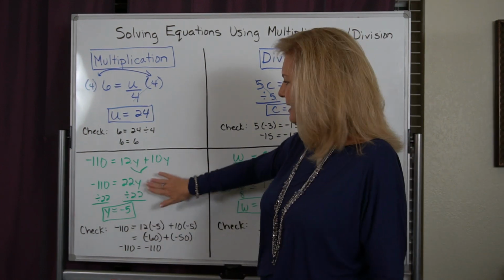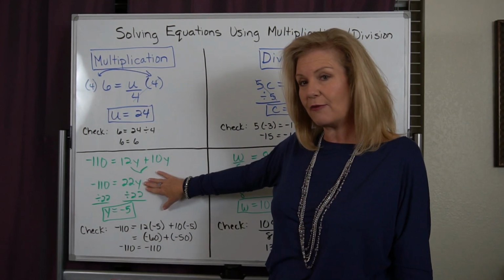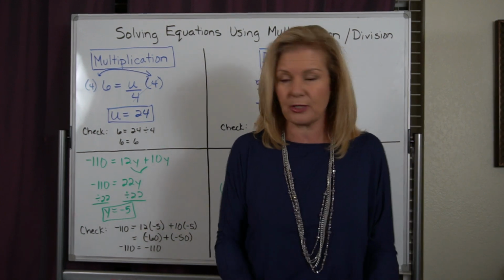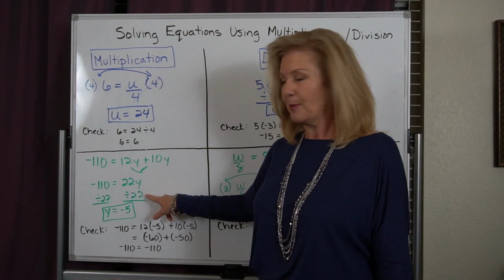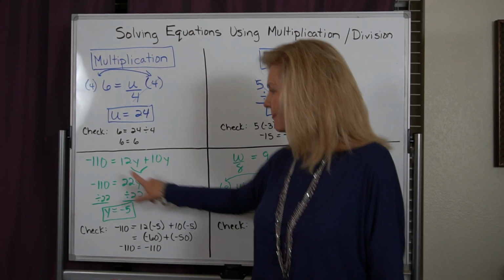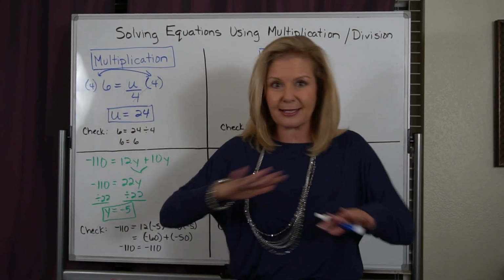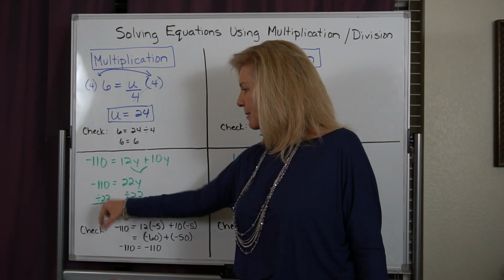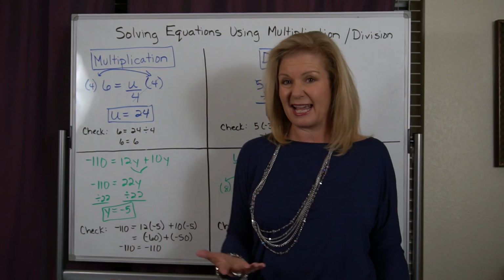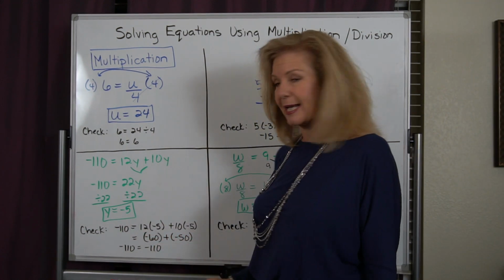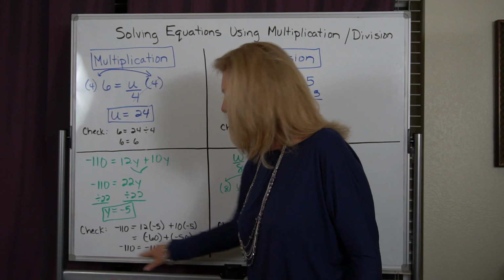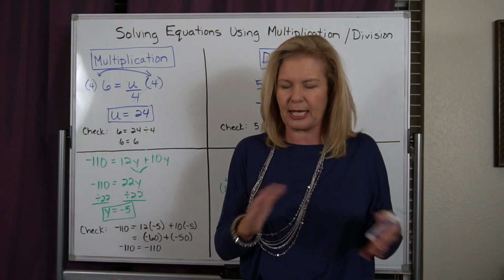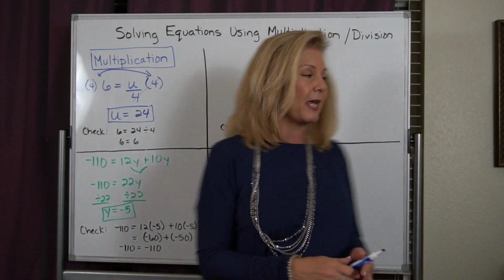Now it's kind of easy because I need to get y by itself, but it says times 22. How do I get rid of times 22? Divide by 22. But whatever I do on one side, I have to do on the other. That's the key concept here. And when I divide -110 by 22, I get y equals -5. Once again, I plug it in to make sure both sides remain equal, because that's the concept. If it's an equation, they both have to remain equal.